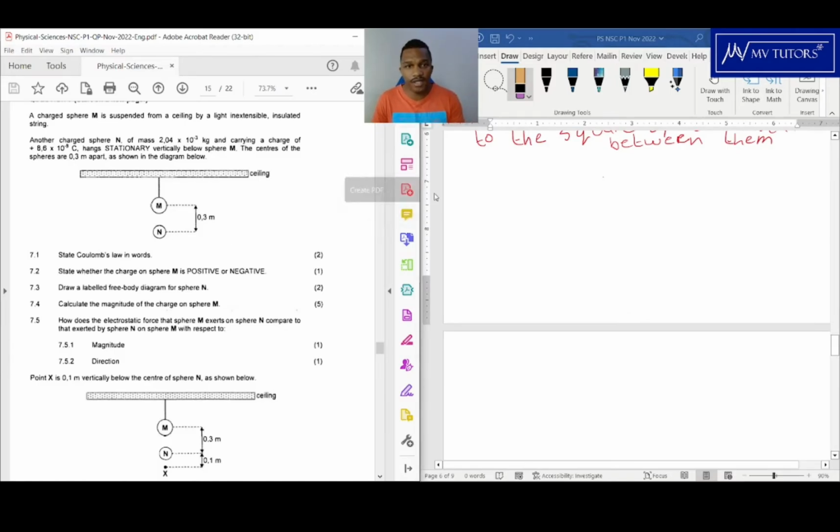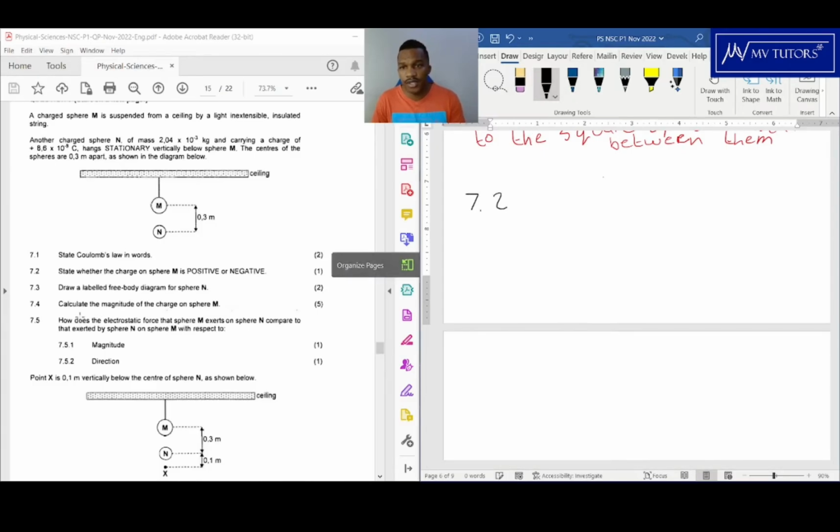Now we're looking at question 7.2. It says state whether the charge on sphere M is positive or negative. Given that sphere N is positive, for these points to attract each other, M must be the opposite of positive. If you said negative, then you are correct. It should be negative, just like that.